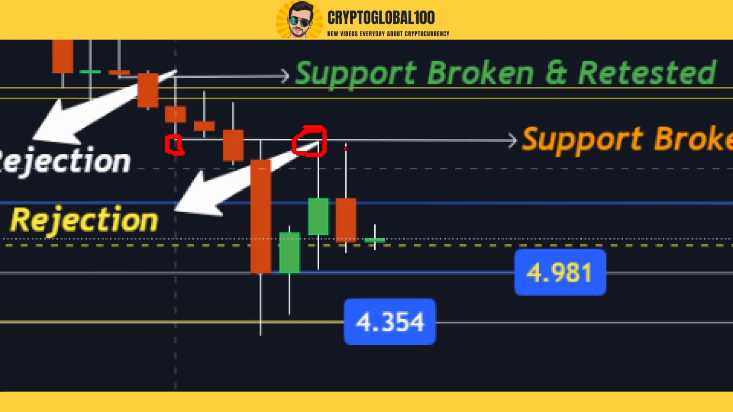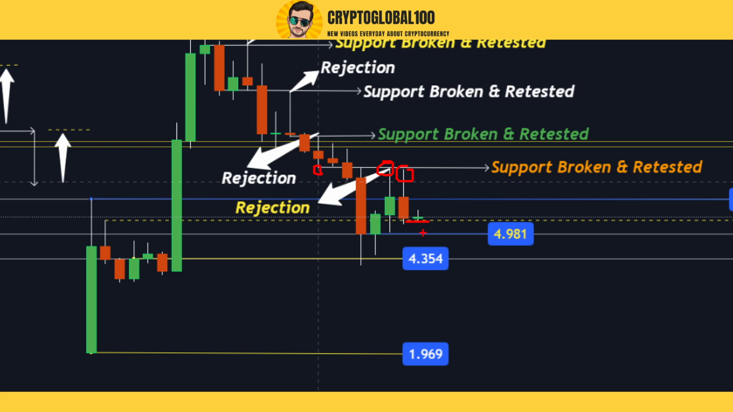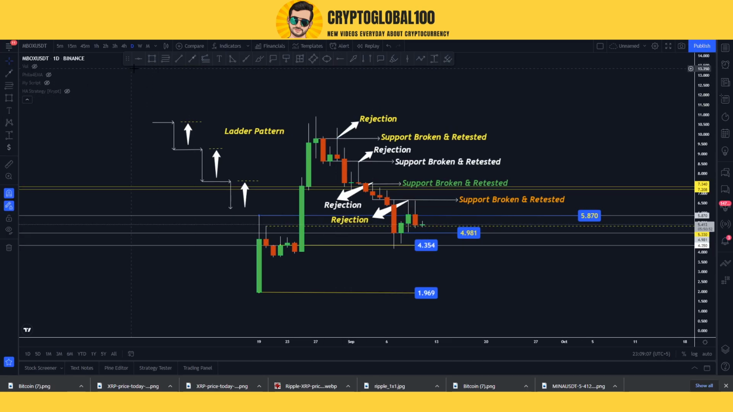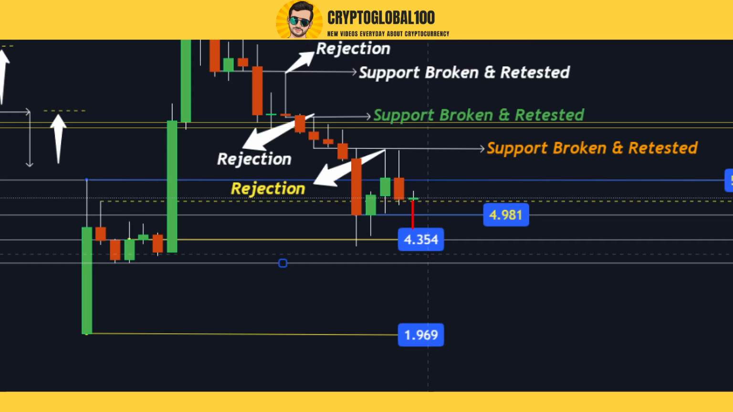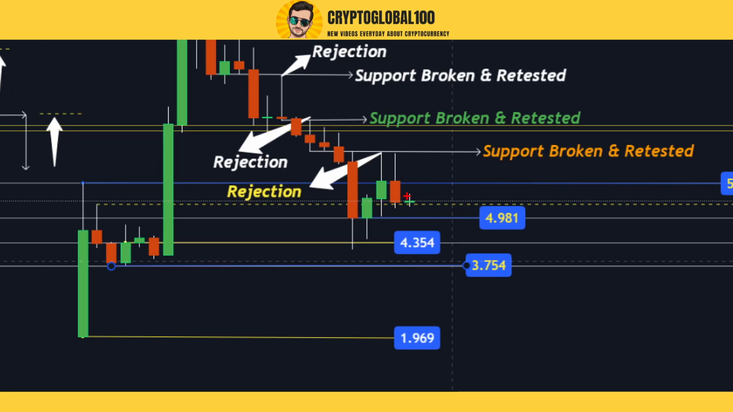Afterwards it tried to break this level but again got rejected, and the price came down to this level. But now the good thing is that we have not formed a new support level. Otherwise it could have formed another support level here like this one, and it could have formed the support at this level. Let me show you at this point here. So it could have formed a new support level at this area. Let me draw the price as well for you guys so you can easily understand what I want to show you here at 3.7. But it did not form the new support.